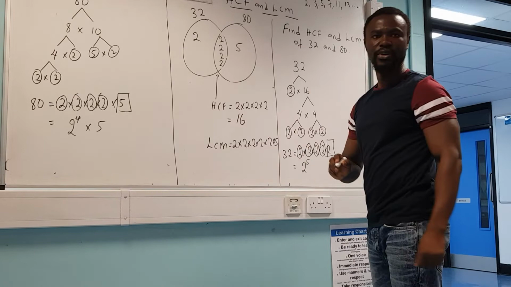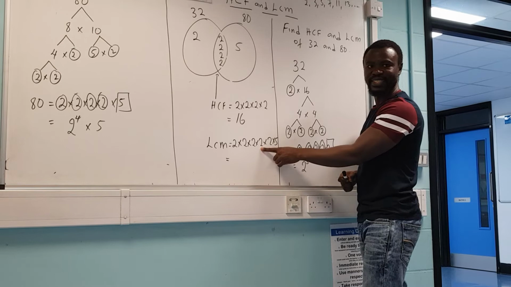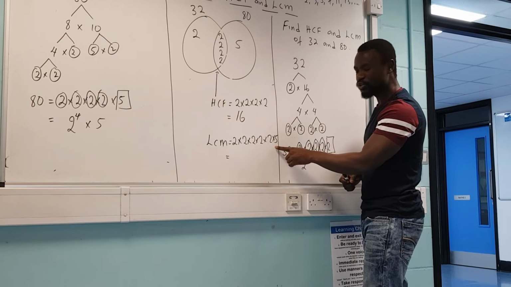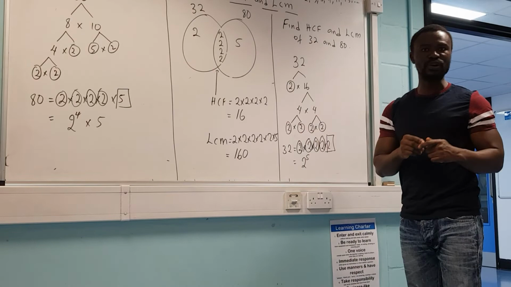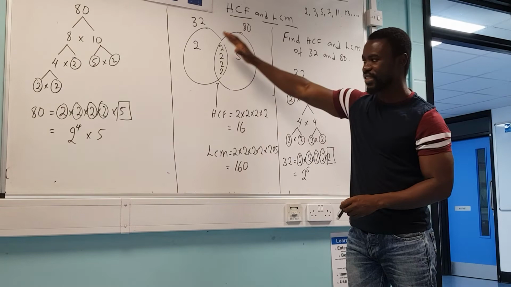Okay, so now let's see what the answer would be. 2 times 2 is 4. 4 times 2 is 8. 8 times 2 is 16. 16 times by 2 is 32. And 32 times by 5 is 160. So the LCM of 32 and 80 is 160. The highest common factor is 16. So this is the second method for finding the LCM and the HCF.